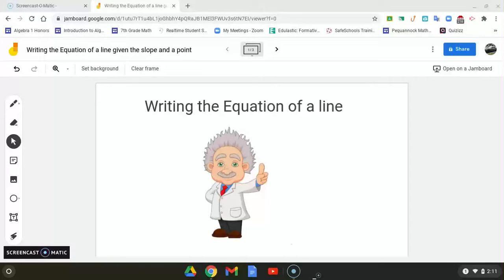Right, what we're going to do today is find the equation of a line when we know the slope and we know a point on the line. It doesn't matter what point we know, as long as we know one of those points. So let's get to it.